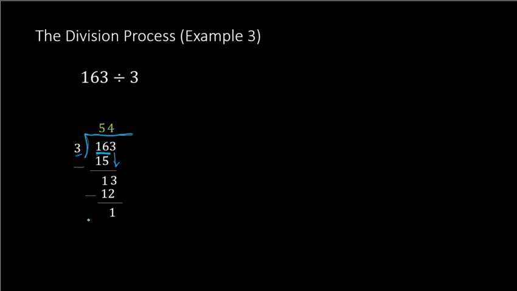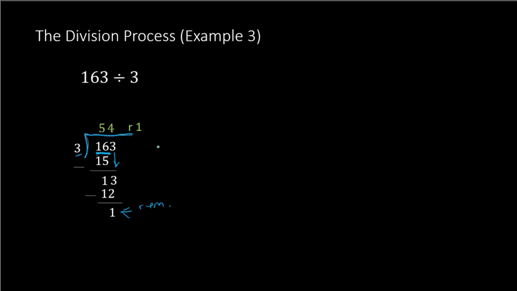13 minus 12 is 1. And then step 4 is bring down, but there is nothing more to bring down. So what that means is that we can stop here. 1 is the remainder. So what we have is 54 with a remainder of 1. So 54 remainder 1 is your solution.